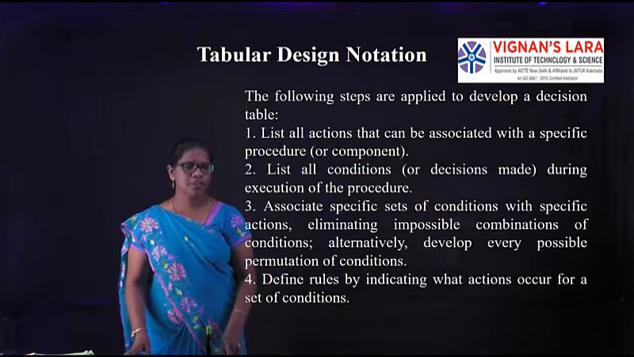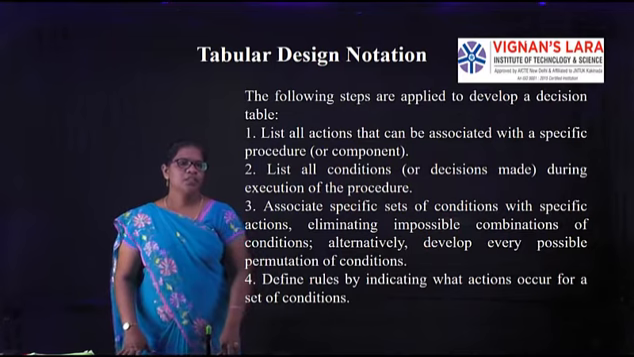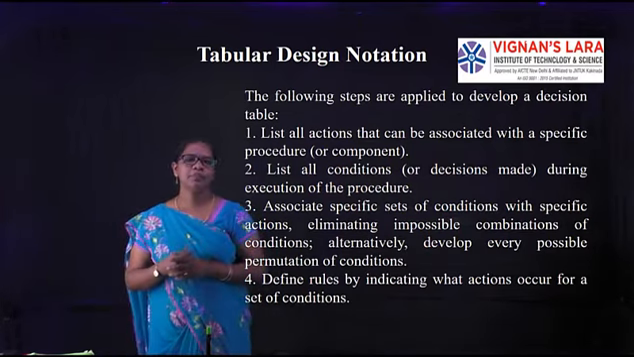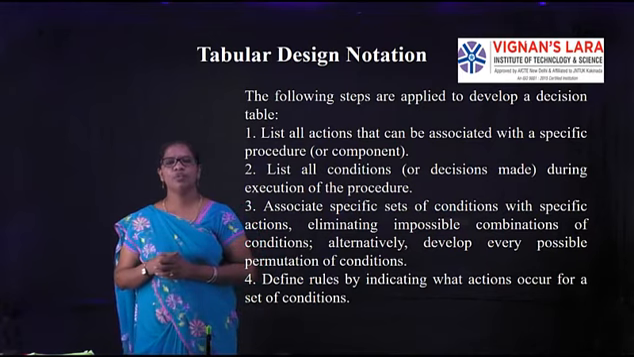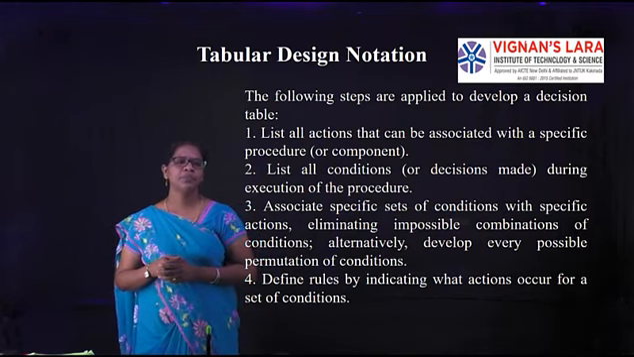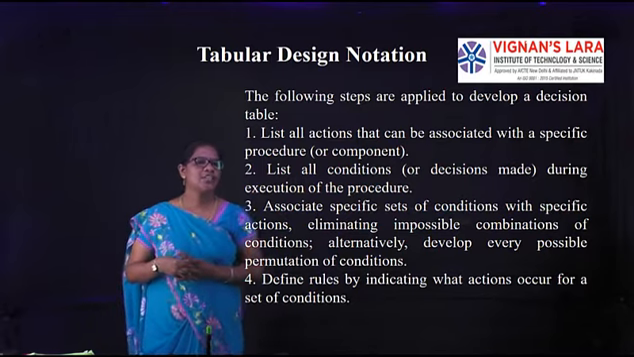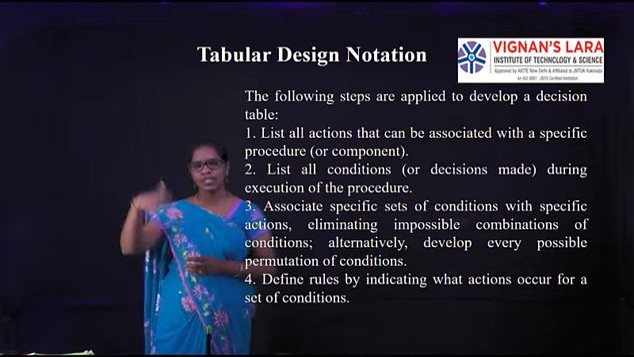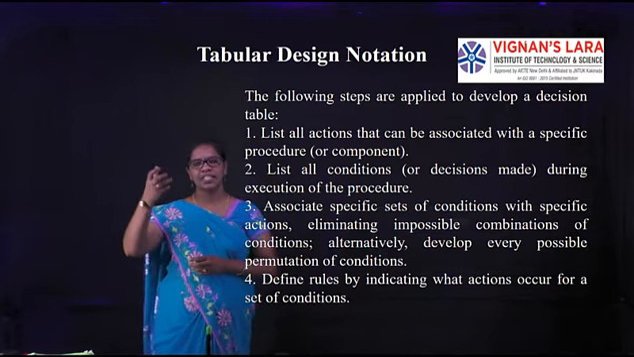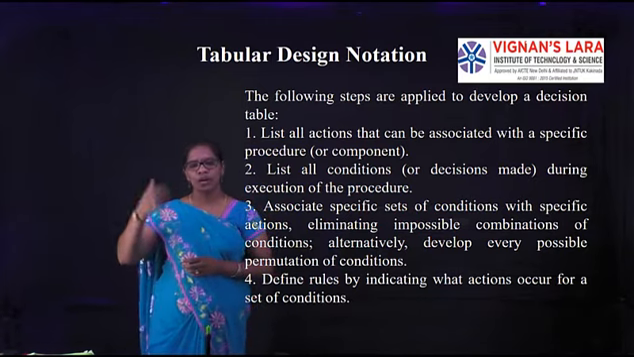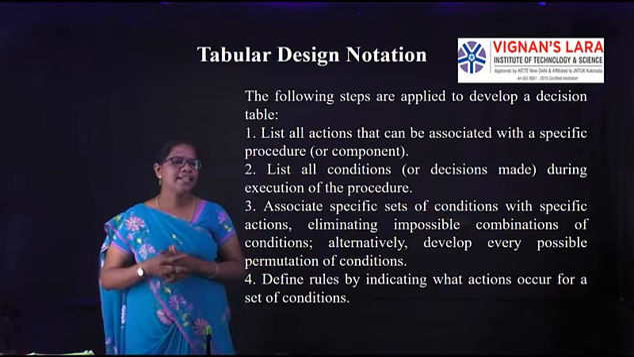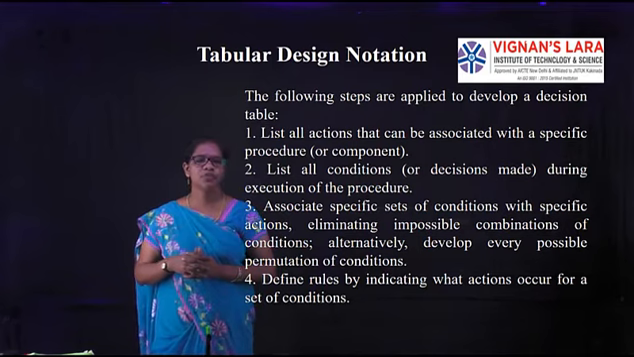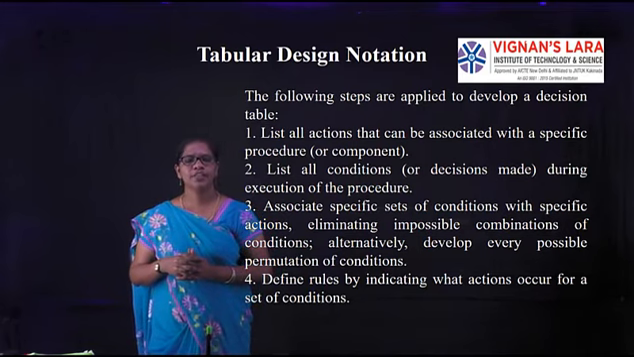And next coming to the steps applied to develop a decision table. So what are the steps we have to follow in order to develop the decision table? First, list all actions that can be associated with a specific procedure. So first we have to list all the conditions, whatever the conditions we have to go for. We have to list out all those things. And secondly, list all conditions for decisions made during execution of the procedure. So during execution, whatever the conditions.